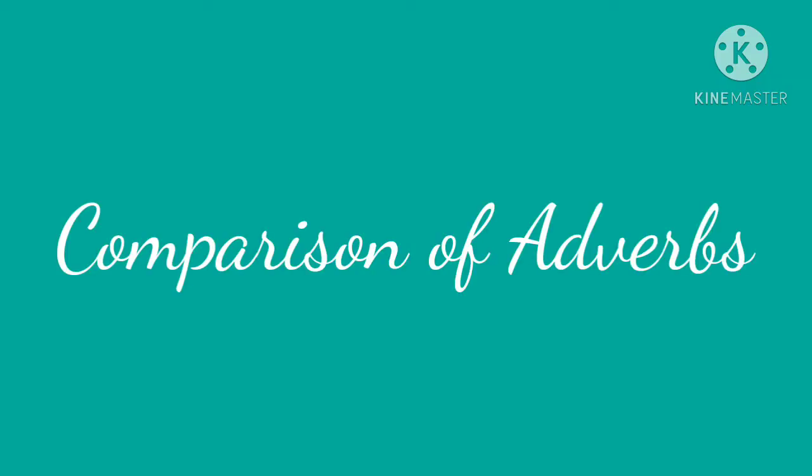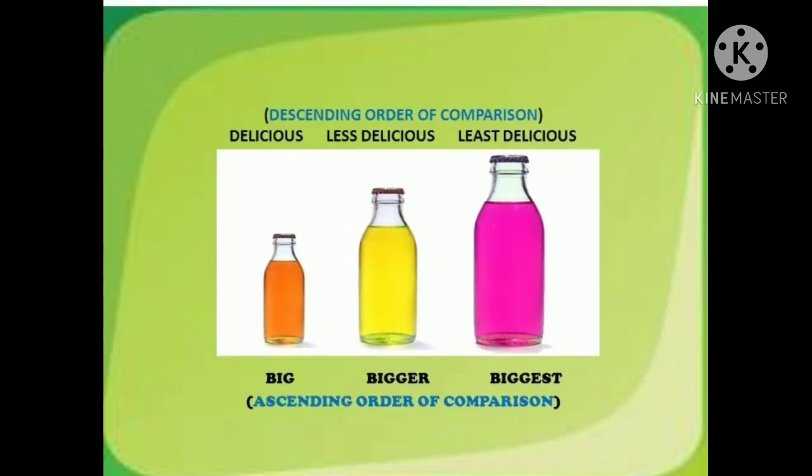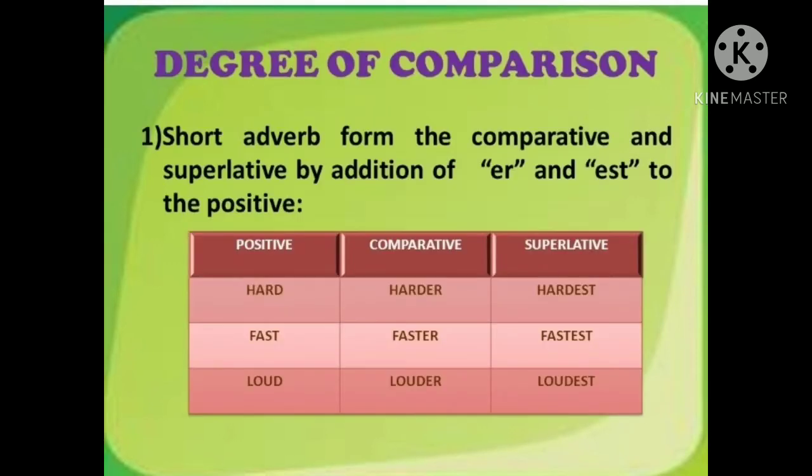Moving now to comparison of adverbs. Children, we already know the 3 degrees of comparison, that is positive, comparative and superlative degree. In positive, where only one person or thing is described, comparative, where 2 things or people are compared, and in superlative, where 3 or more things or people are compared. Example, as you can see in the image, big, bigger and biggest. The short adverbs form the comparative and superlative by addition of er and est to the positive. Example, hard, harder, hardest, fast, faster, fastest, loud, louder, loudest.